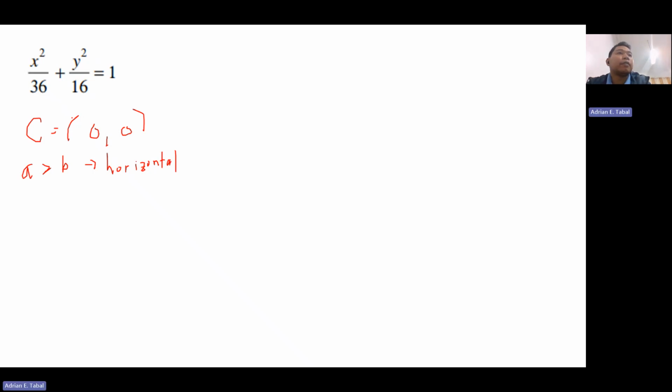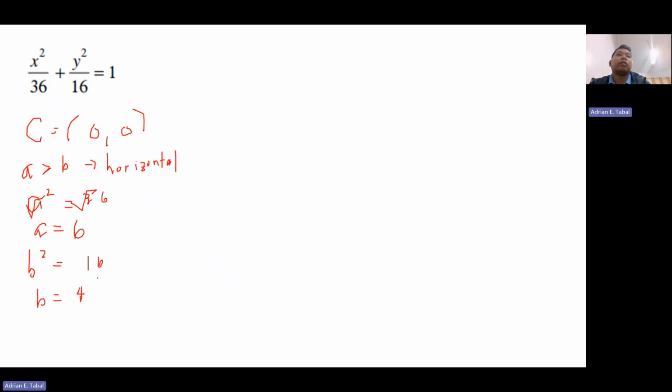Next, we are going to find the value for A. So A squared is equal to 36. Take the square root, so A will be equal to 6, positive 6, though it could be positive or negative, it is very likely to use the positive number. And for our B squared, that will be 16. So B is the square root of 16, which is 4.